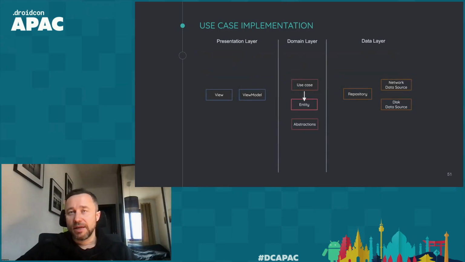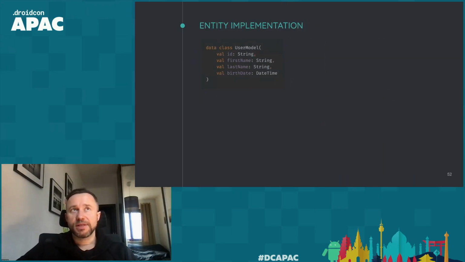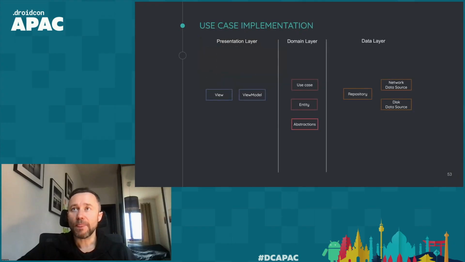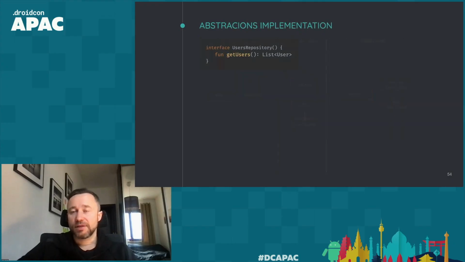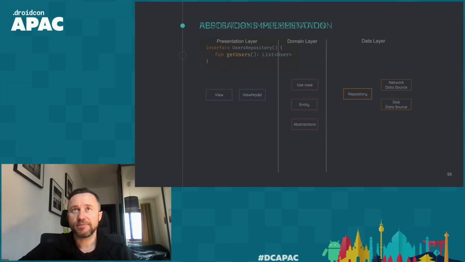So next, let's look at entities. Entities are simple data models that we've seen before. Just pure data, no logic here. Then abstractions. This may be this interface, so our repository doesn't depend on the data layer.